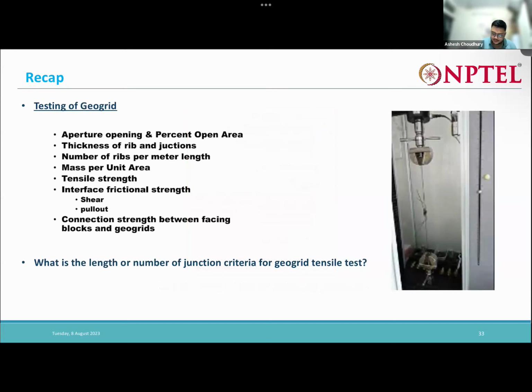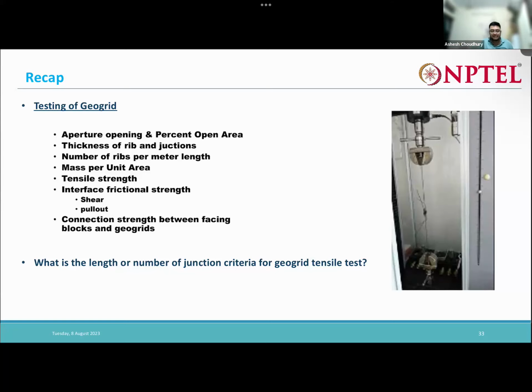Now we have geogrid testing. The strength tests are quite similar to geotextile testing. In a geogrid there are two things: one is the rib, and the other is the bar. The longitudinal direction is the rib, and the other direction is the bar. The thicker one is the bar, the thinner one is the rib. We need to determine the strength of the geogrid, or the strength of each rib of the geogrid.